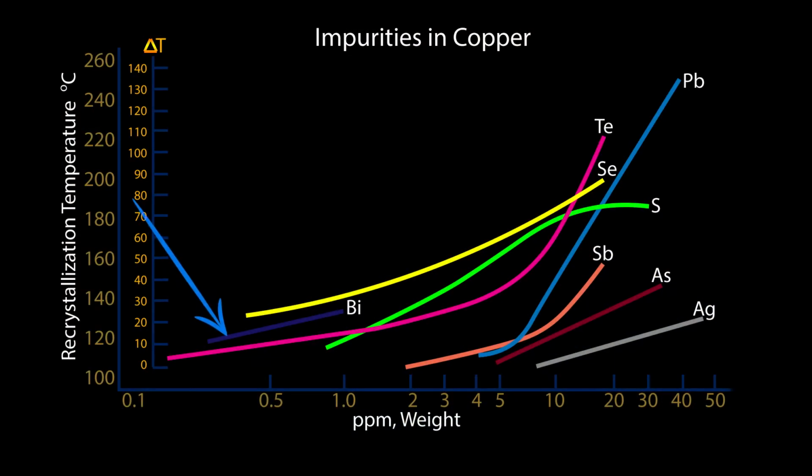For example, bismuth. As you can see, 1 part per million of bismuth can raise the annealing temperature over 25 degrees centigrade. A very, very strong effect. So it's very important that if you're going to anneal a material, you know what the composition is. Not only if there are alloying elements, but also if there are impurities.